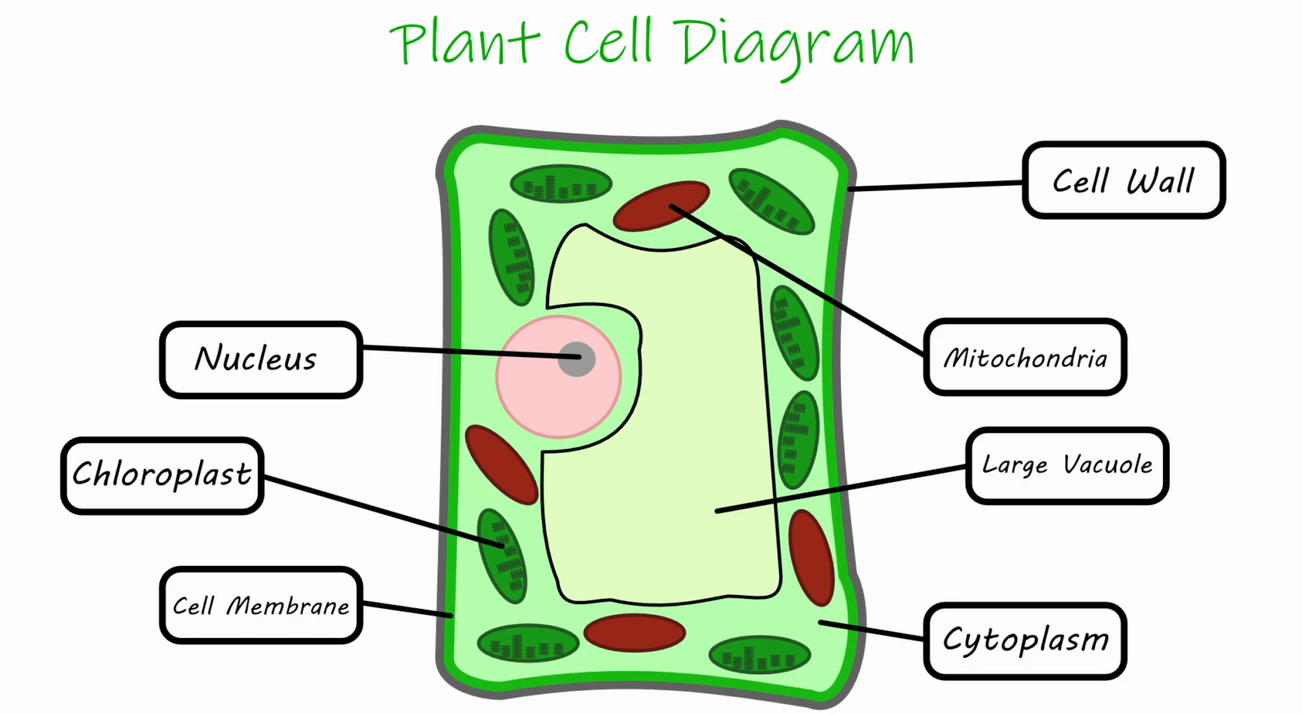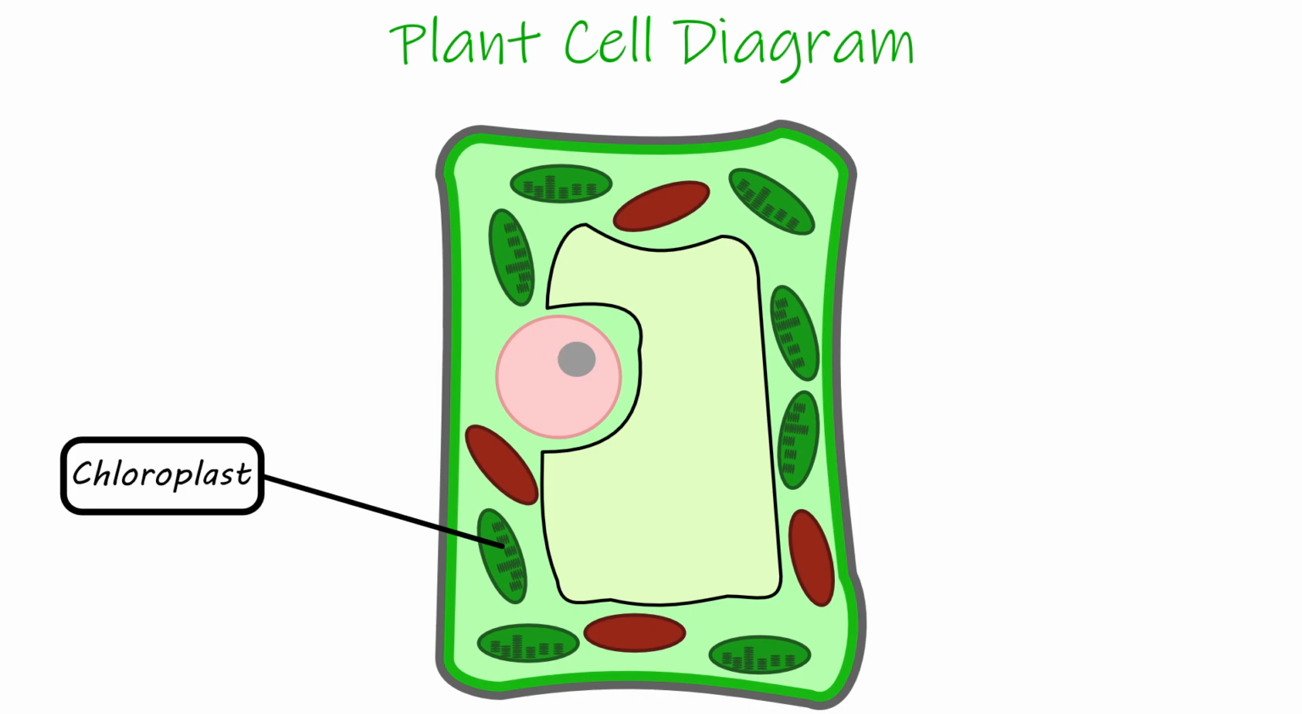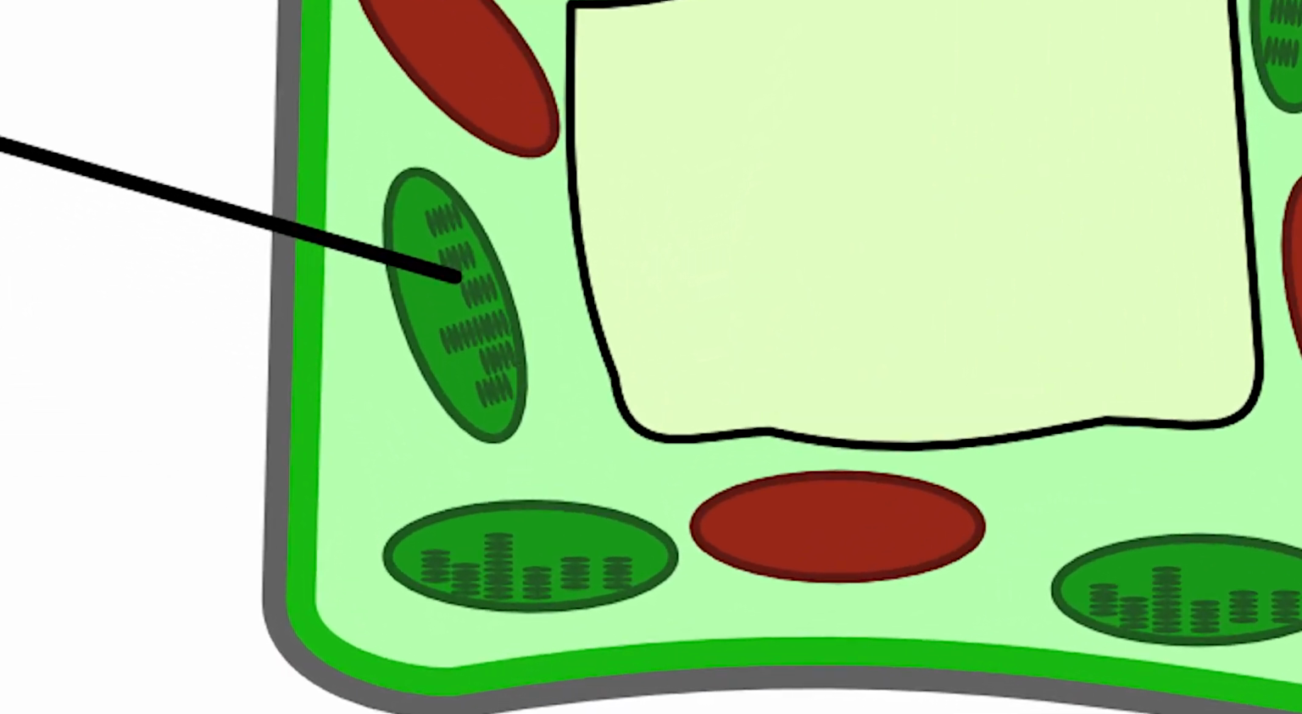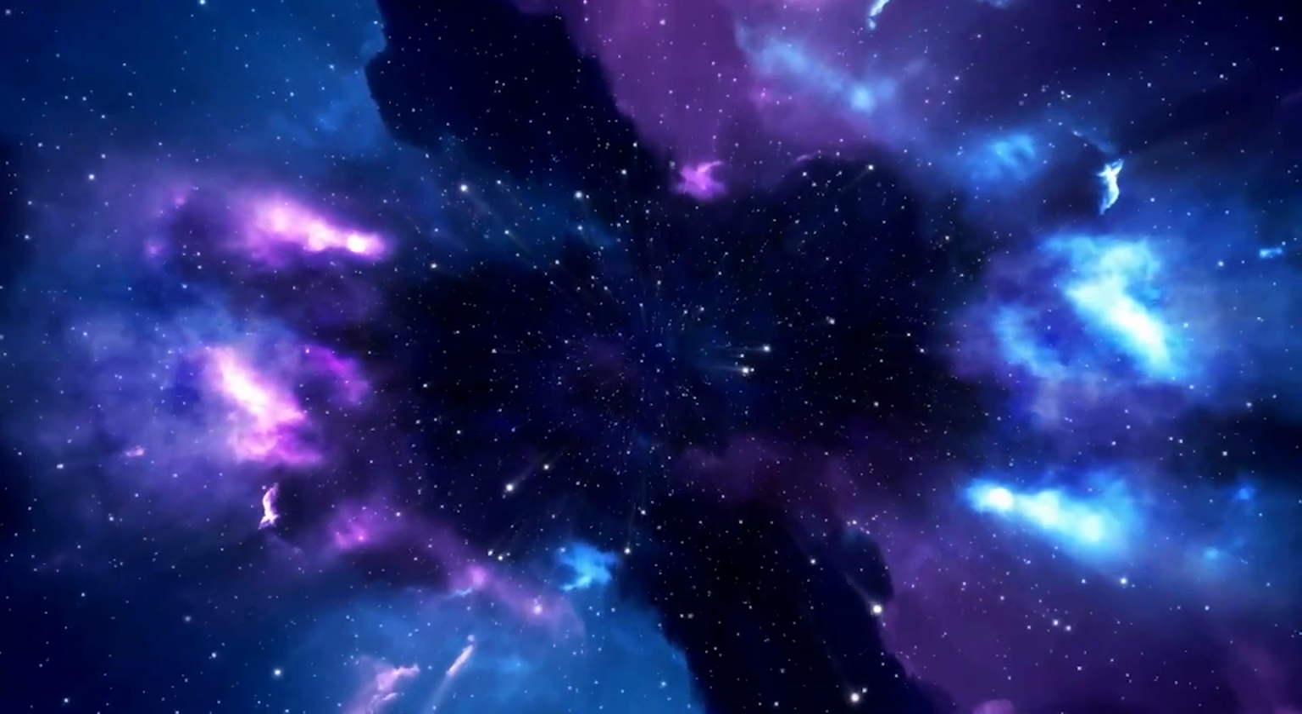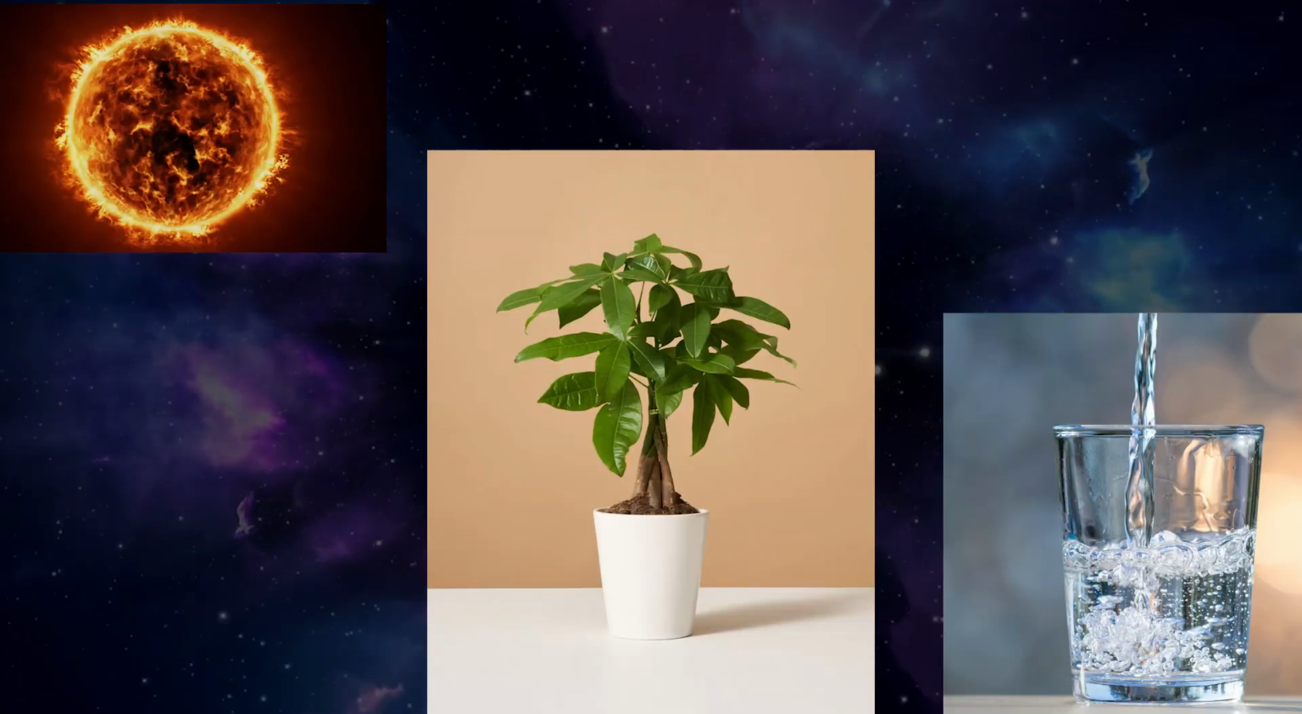Microscopic organisms called chloroplasts exist inside of these plant cells. These small organisms have one purpose: to be the site where photosynthesis takes place. Photosynthesis is a process where a plant uses sunlight and water to make food for the plant.